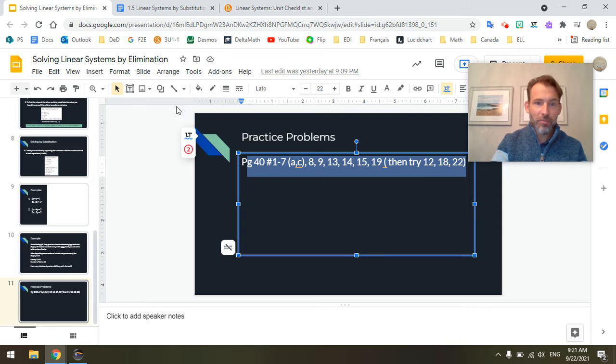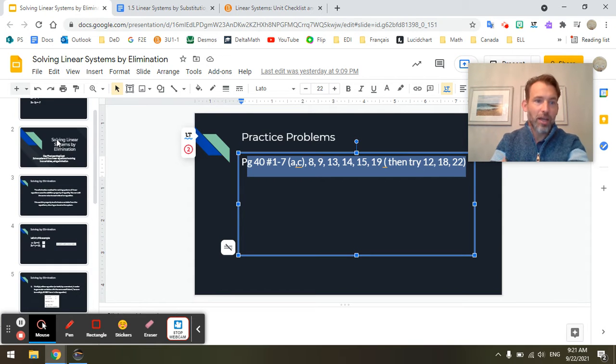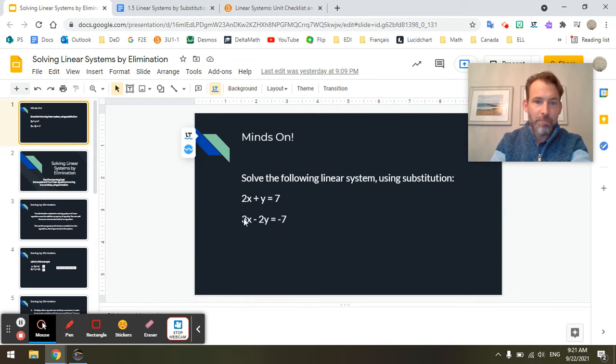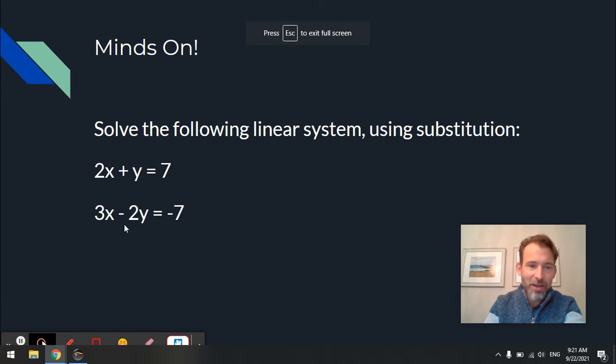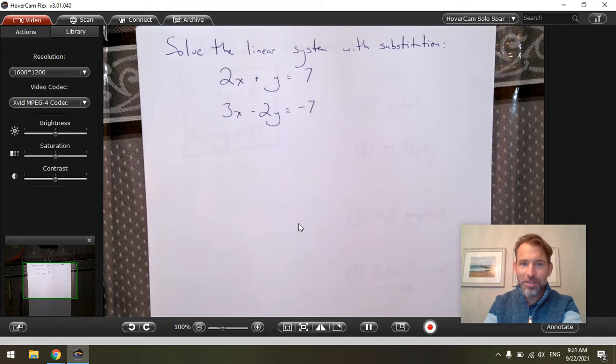So you should have by now taken a look at this linear system here that you can solve with substitution, the method from yesterday. If you haven't done that yet, let's pause the video and give you a chance to solve this one by substitution, and then you can take a look at my method as well. All right, so let's go through it step by step.